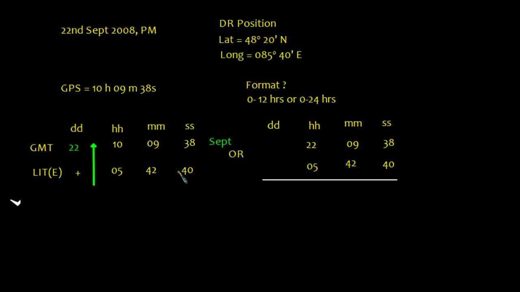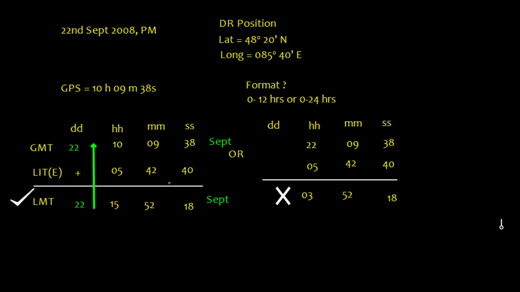So we have 5 hours 42 minutes 40 seconds. We know it very well that longitude east, GMT least. So GMT least, that means LMT is more. So we are having the LMT, and what we do, we got to add. So once we add 38 and 40, we get 18 minutes plus 1 minute extra, which we carry here, 9 plus 1, 10, and that 42. Then this is 52, and so on. And then 10 plus 5, 15. Similarly, we are having 03, 52 and 18.